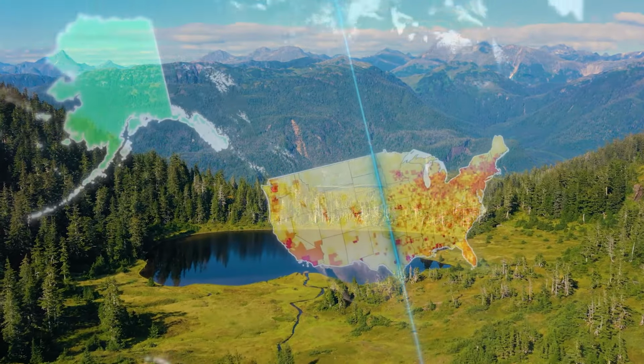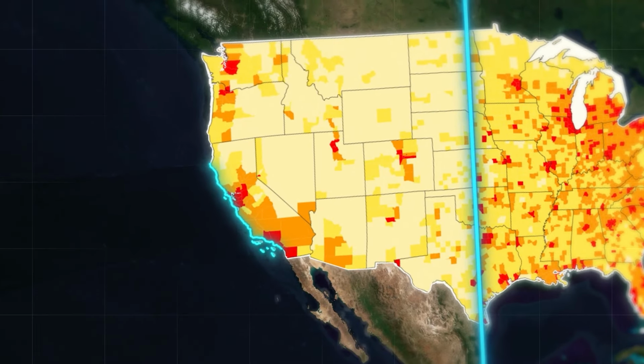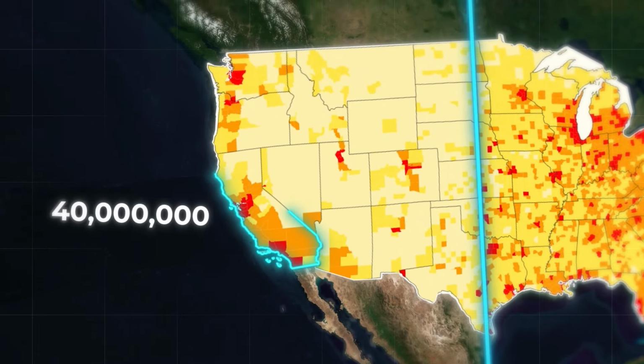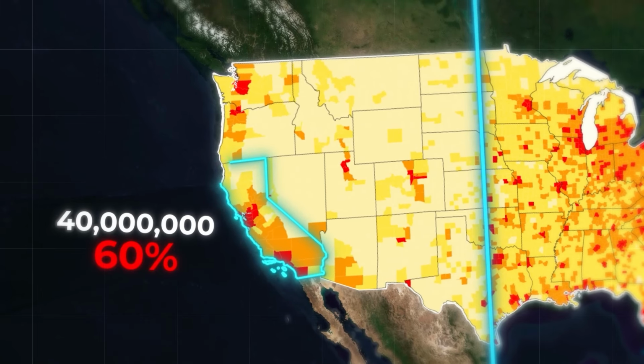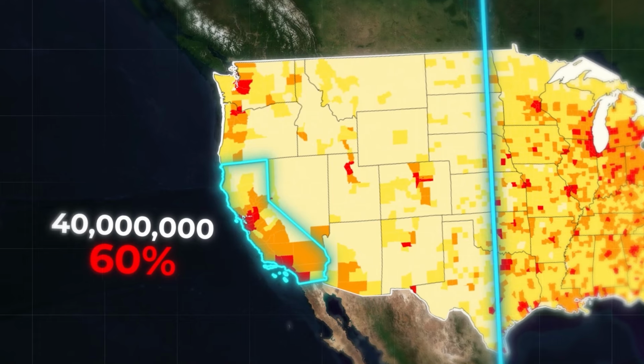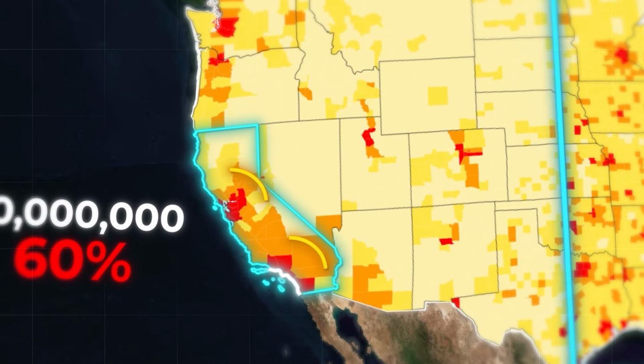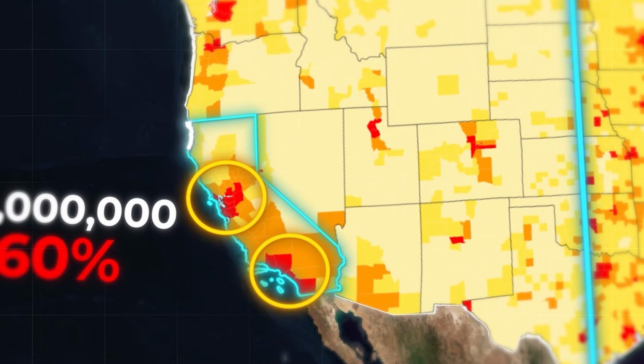But a vast exception to this general rule is California, which is home to almost 40 million people, or roughly 60% of all Americans living west of the 98th meridian line. Things get even stranger when the majority of Californians reside on the state's westernmost borders, close to the Pacific Ocean.